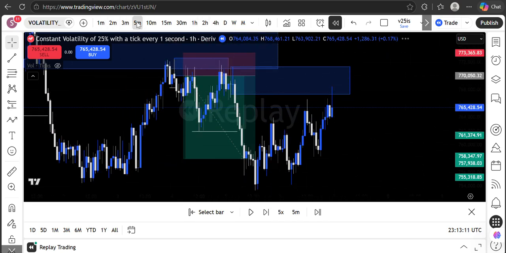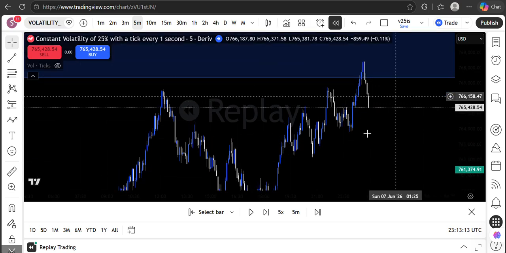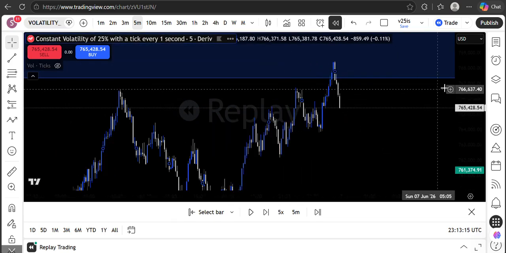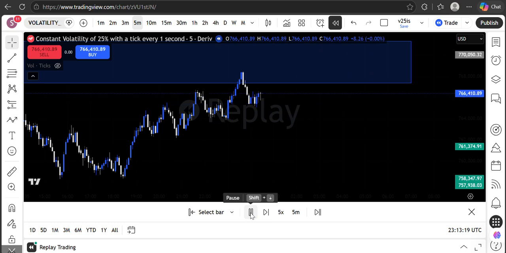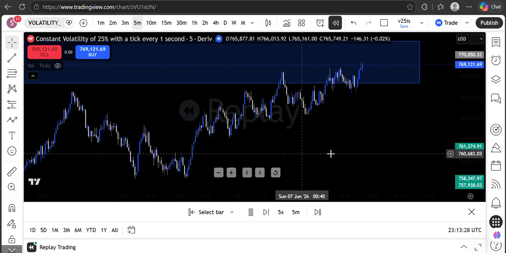So now let's go to our 5-minute time frame, and you have not gotten a break of structure yet. So let's keep playing. No break of structure, no break of structure, no break of structure.